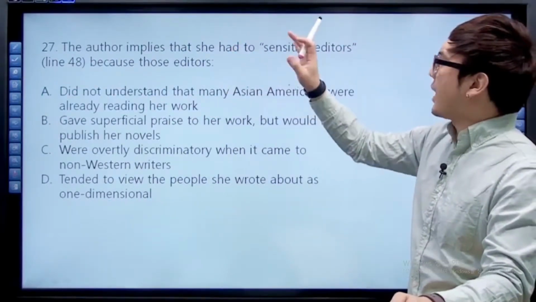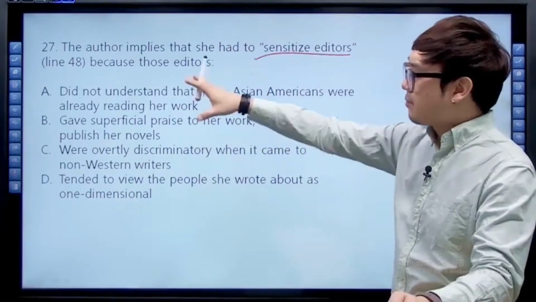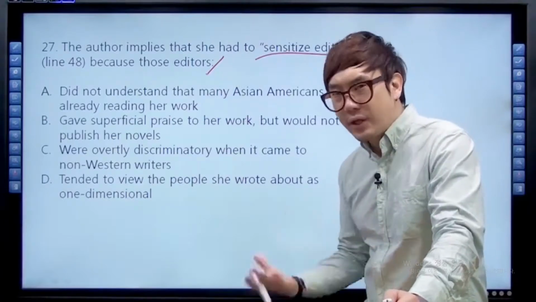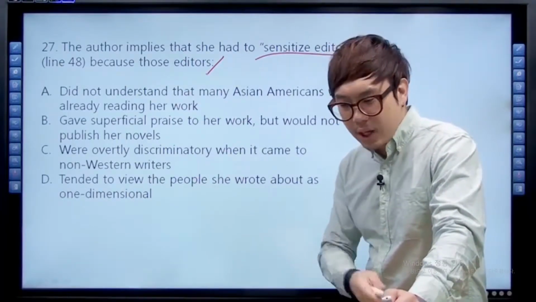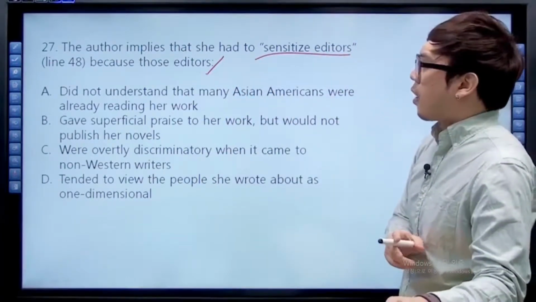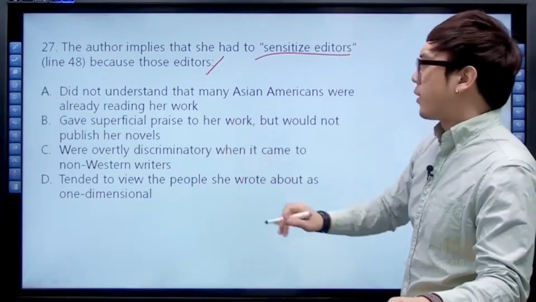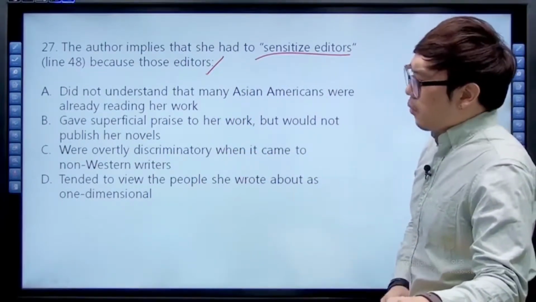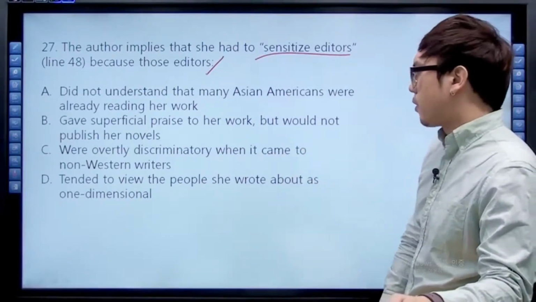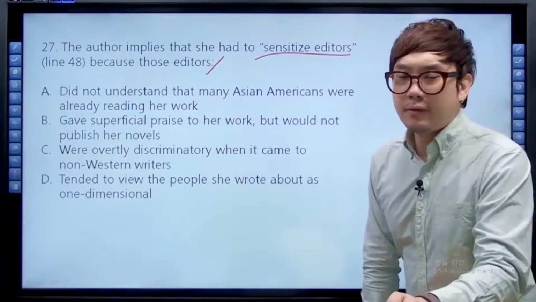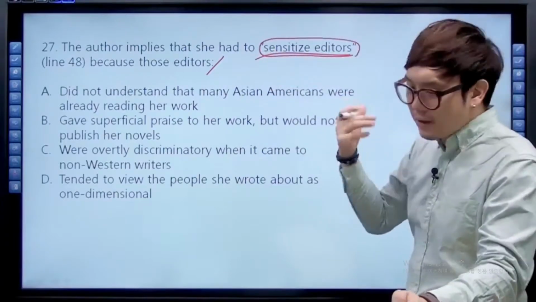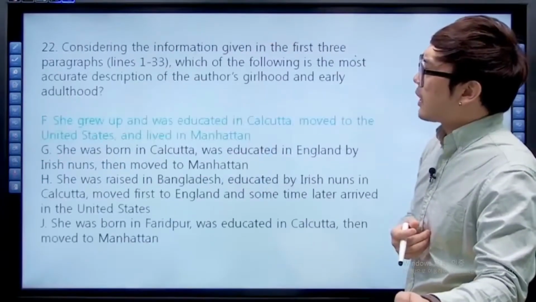The author implies that she had to sensitize the editors, line 48, because those editors, so we already read that part. She wants to sensitize the editors and the readers, right? Why is that? Because she wants to tell them of the richness of the lives of these people. Now, did not understand many Asian Americans were already reading her work. Gave superficial praise to her work but would not publish her novels, were overtly discriminatory when it came to non-Western writers, or tended to view the people she wrote about as one-dimensional. Now, we'll go back to it and try to see what it meant by sensitizing the editors. So let's read that part.